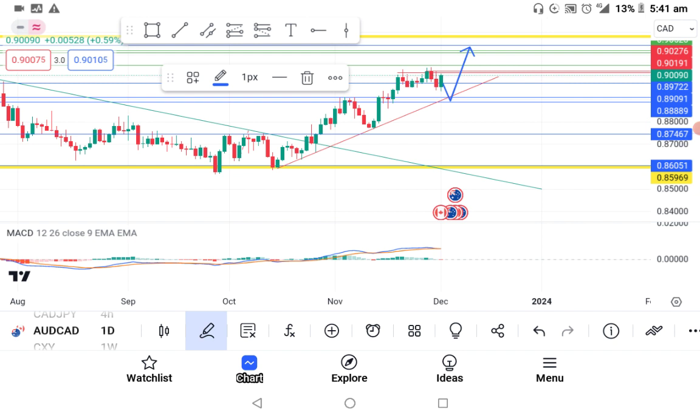So let's go to Canadian dollars, Japanese yen. One more currency on Canadian dollars.